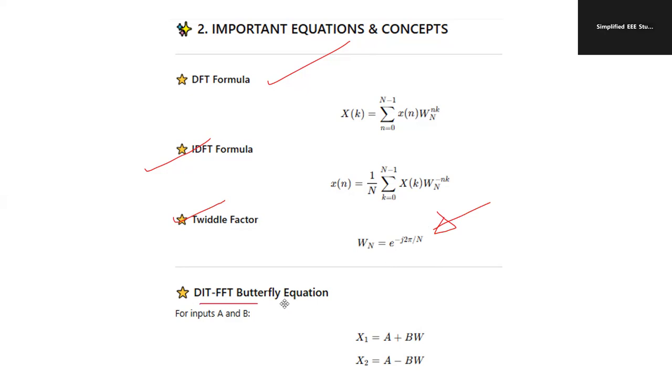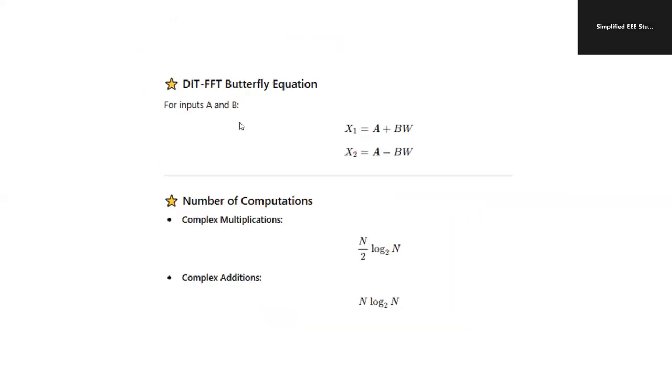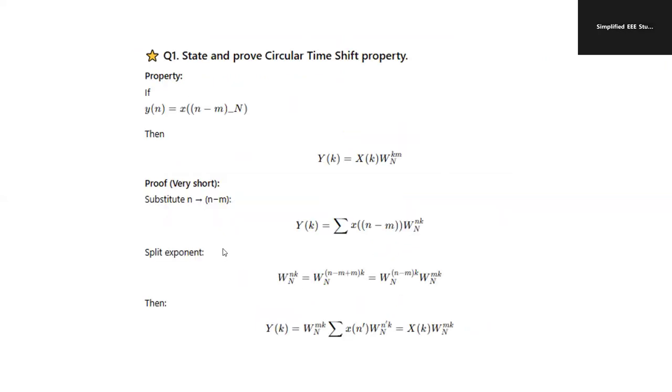Next is the DIT FFT butterfly equation. We have two outputs: X1 equal to A plus BW, X2 equal to A minus BW. These are the major concepts. Number of computations: complex multiplications N by 2 log N base 2, which is very important. Complex additions N log N base 2. Those concepts also please do remember.